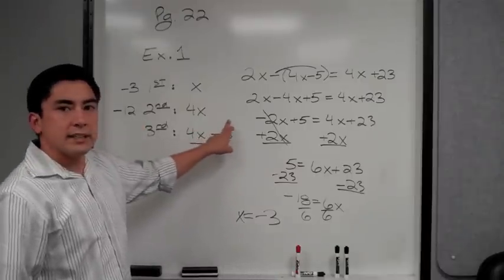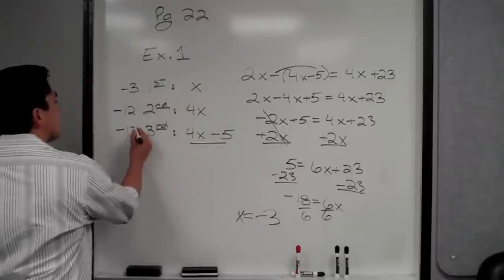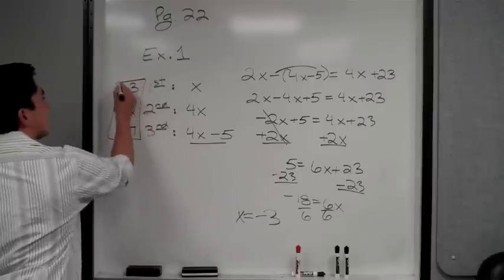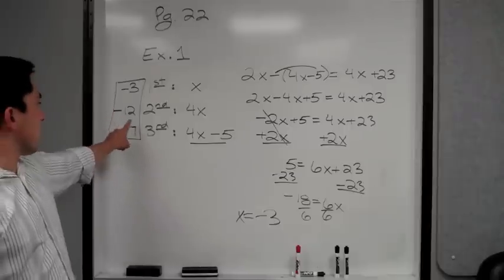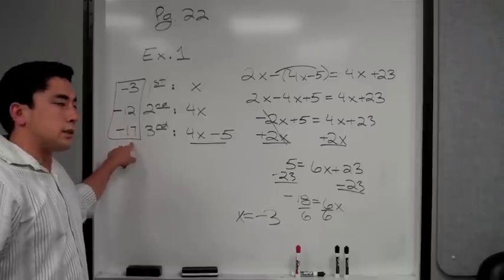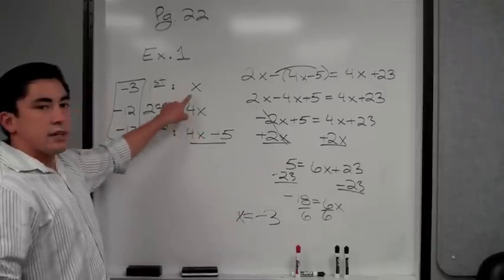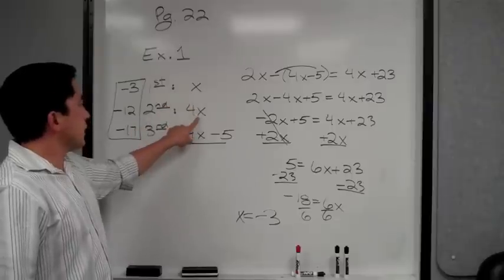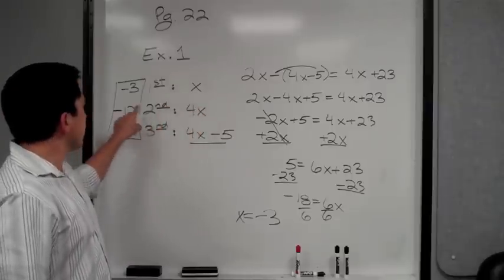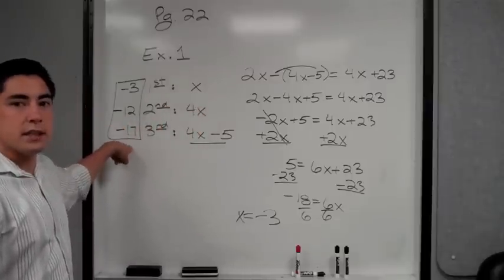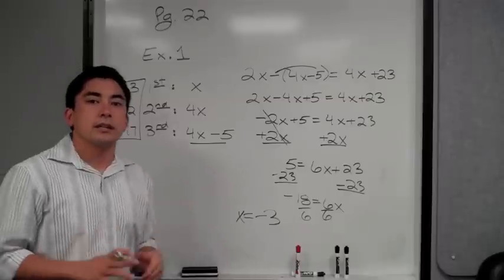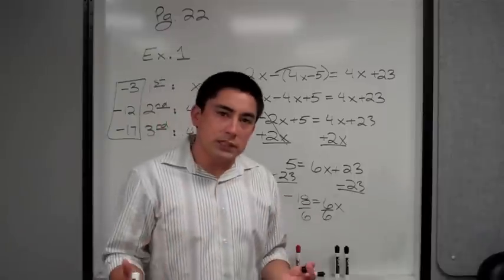Negative 12 minus 5 more is negative 17. So actually, those three values over here on the left, that's going to be our answer. If x is negative 3, our first term is negative 3, our second term, we just plug in negative 3, we get negative 12, and our third term is negative 17. So again, just take it one step at a time.